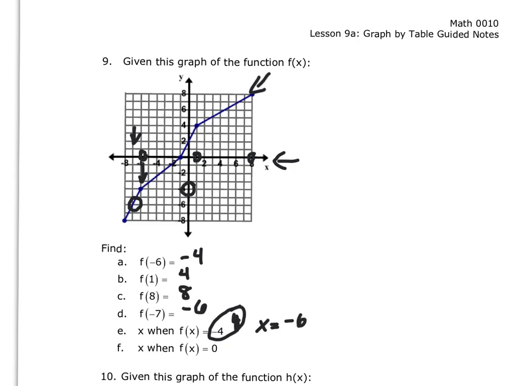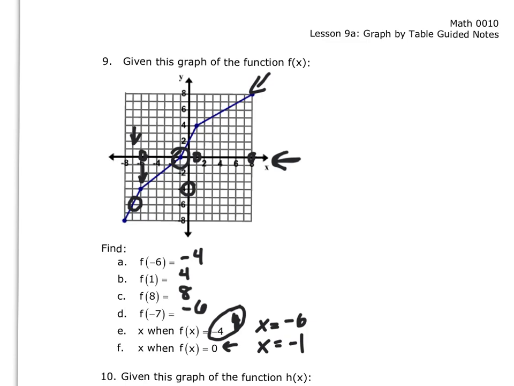And where do we cross the x-axis when y is 0? Y is 0 is the x-axis. So if we look across the x-axis, the place where it crosses is at -1. Now notice on these, we do have to specify that x is -1.